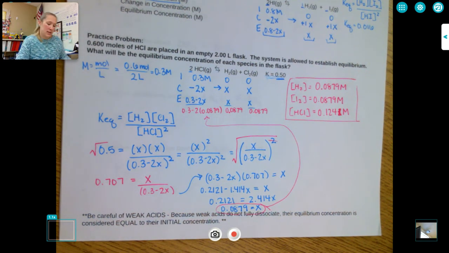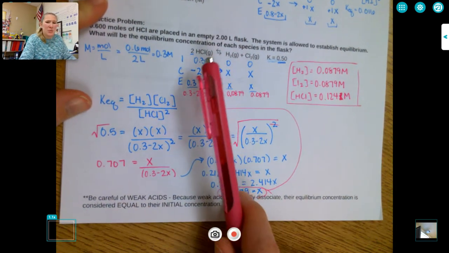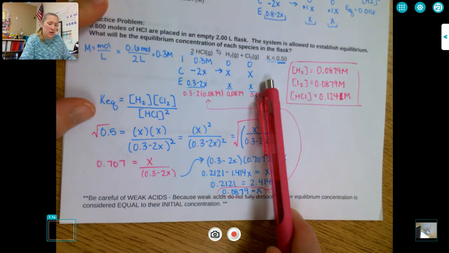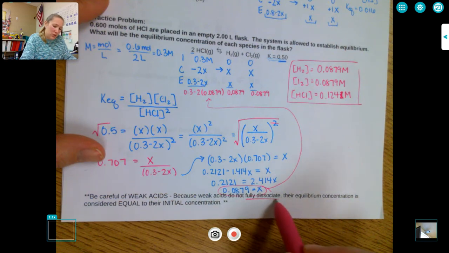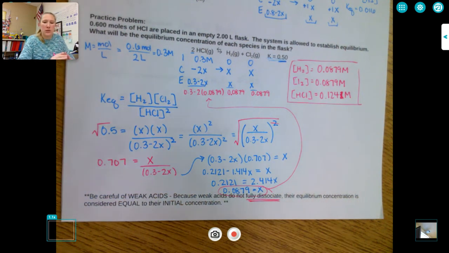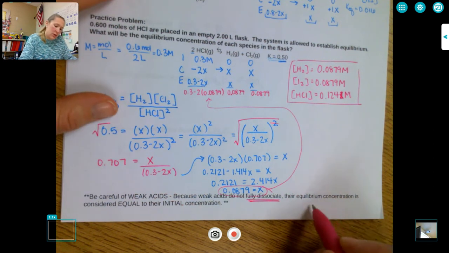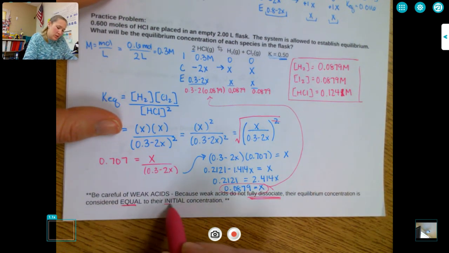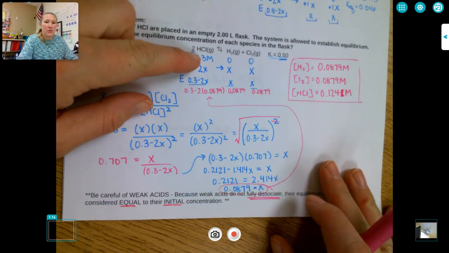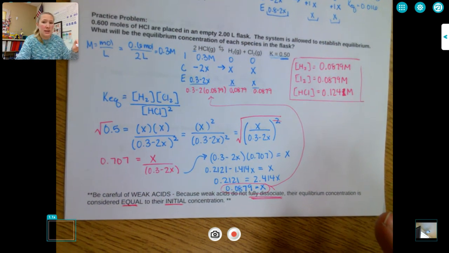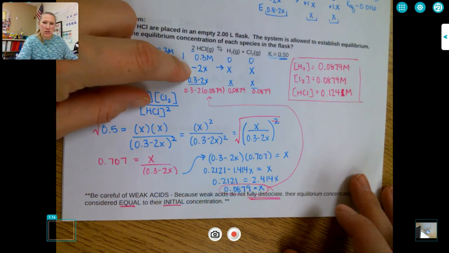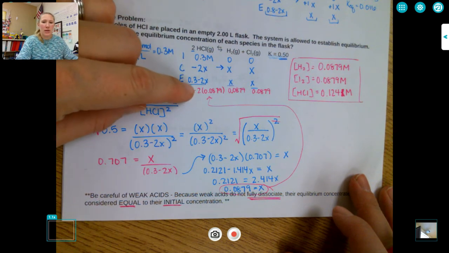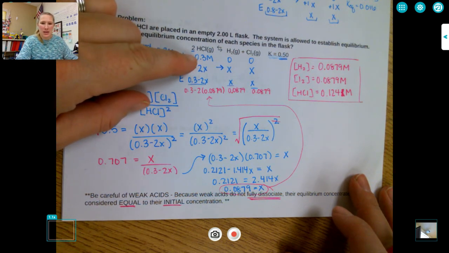The other thing that we need to be aware of is that when we're doing these calculations and we're setting up our ICE chart, if we have weak acids, they don't fully dissociate. So they don't fully break apart. That's what makes them weak. So their equilibrium concentration is considered equal to their initial concentrations. So if HCl, we know HCl is a strong acid. However, if it had been a weak acid, that means that the change in its concentration is considered negligible. So it would be 0.3 molar at the end, just like how it was at the beginning.